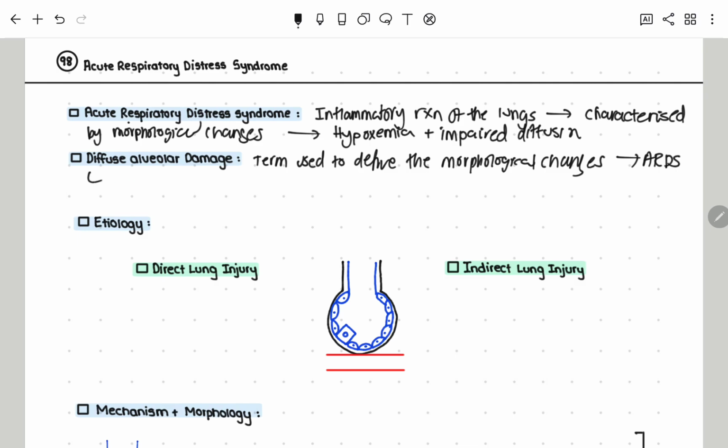Just to give you a brief overview of what these morphological changes are, it includes pulmonary edema, it includes the formation and the presence of hyaline membranes, and it includes alveolar collapse.